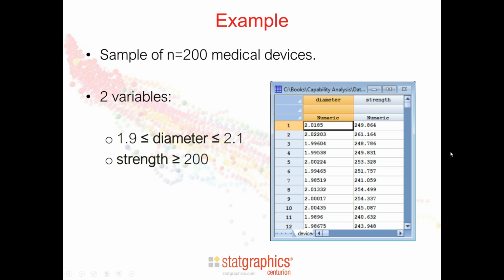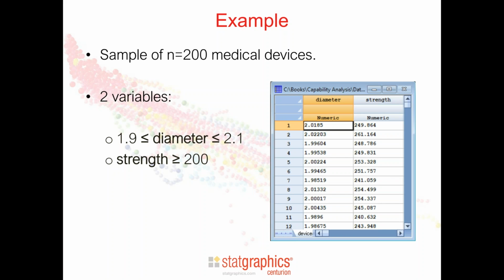Now, the example I'm going to deal with has to do with medical devices. I have a sample of 200 medical devices, and each of the 200 devices is characterized by 2 variables. One variable is diameter, and you can see here diameter is required to be somewhere between 1.9 and 2.1. The second variable that characterizes the device is strength, and there's a lower bound on strength. Strength must be greater or equal to 200.